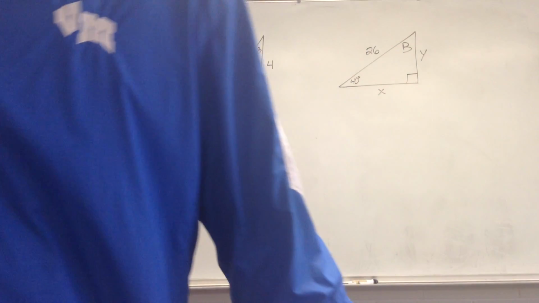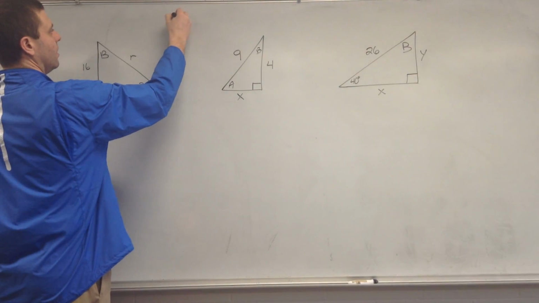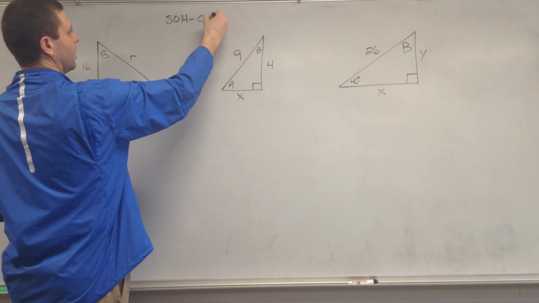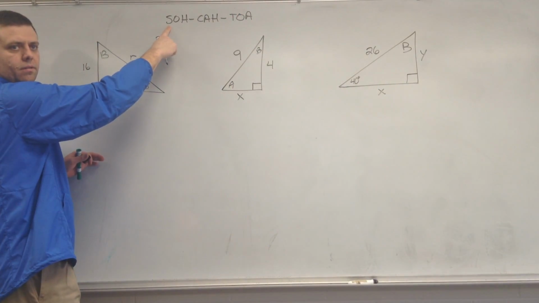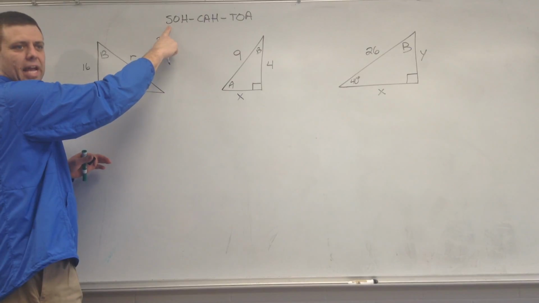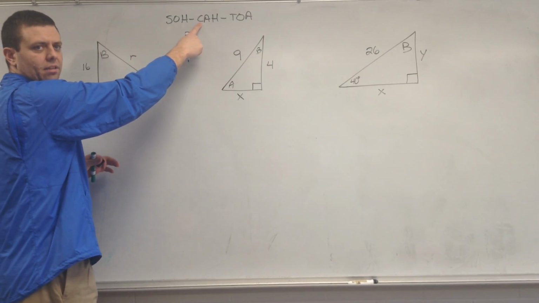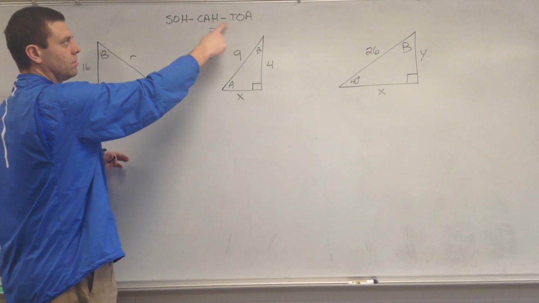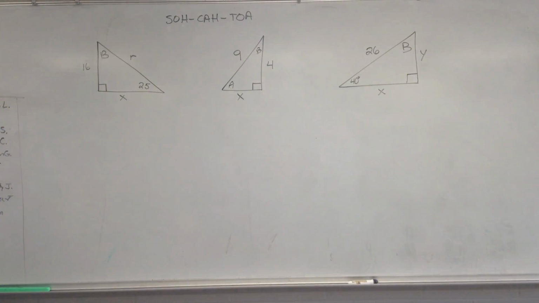Okay, quick review, solving missing parts of triangles using right triangle trigonometry. SOHCAHTOA, right? The sine of an angle, opposite over hypotenuse. The cosine of an angle, adjacent over hypotenuse. The tangent of an angle, opposite over adjacent. Okay, just a quick review.